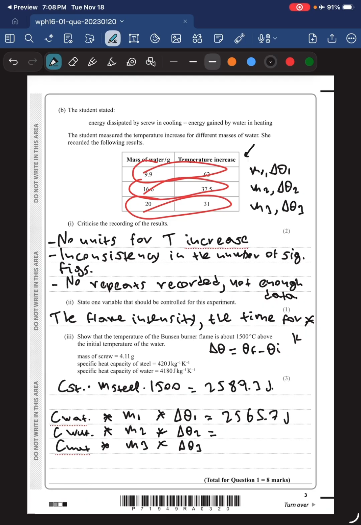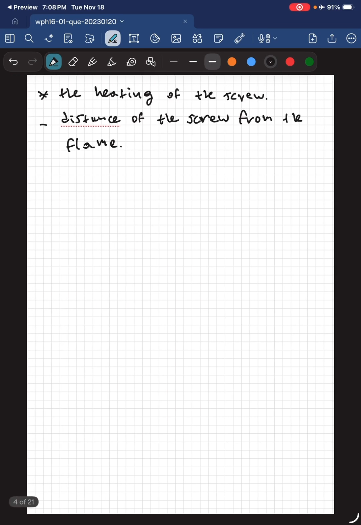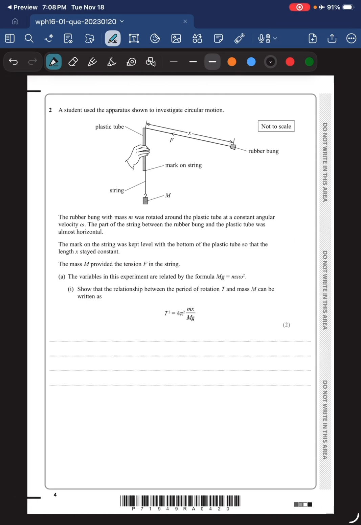65.7 joules with the first measurement. With the second, we find 2602.1 joules. And with the third, we find 2591.6 joules. So the temperature of steel is indeed about 1500 Celsius, okay? And this was question 1.